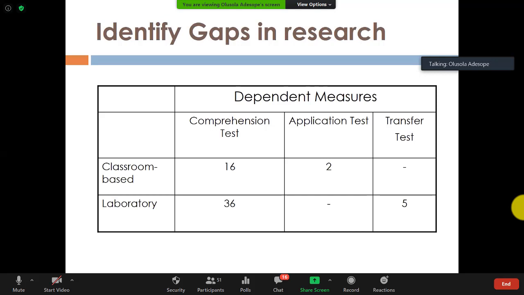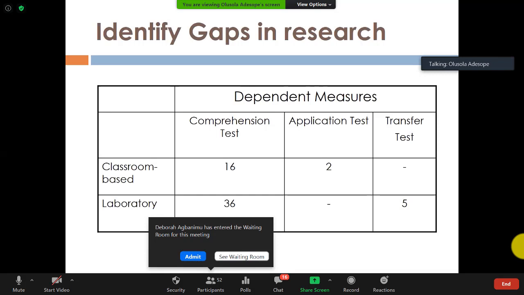Where is the gap in research with this table? Okay, so we need more classroom-based studies that will examine transfer. Is that not so? Yes, sir. Because we don't have anything. We need laboratory studies that would look into application tests. So these are some fun things that you can do after completing a meta-analysis.